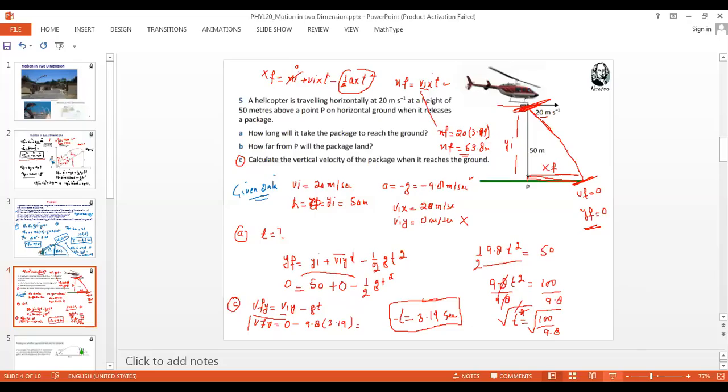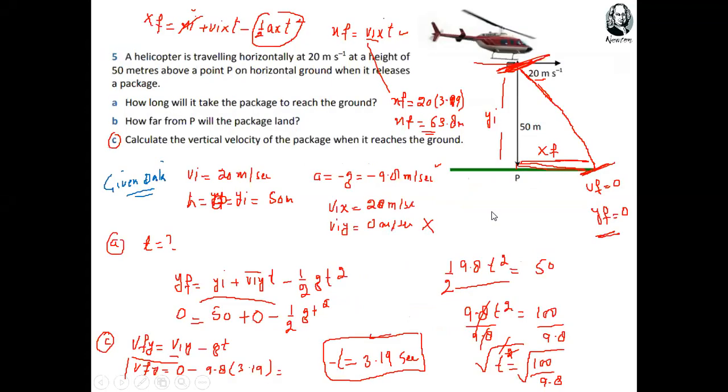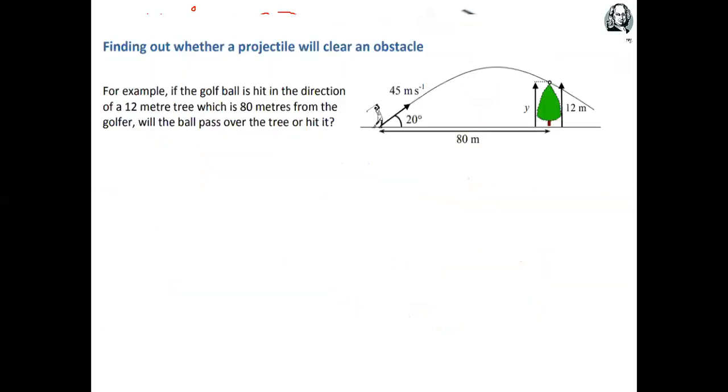So, any question regarding the helicopter problem? No, sir, no question. Okay, thank you. Last example.